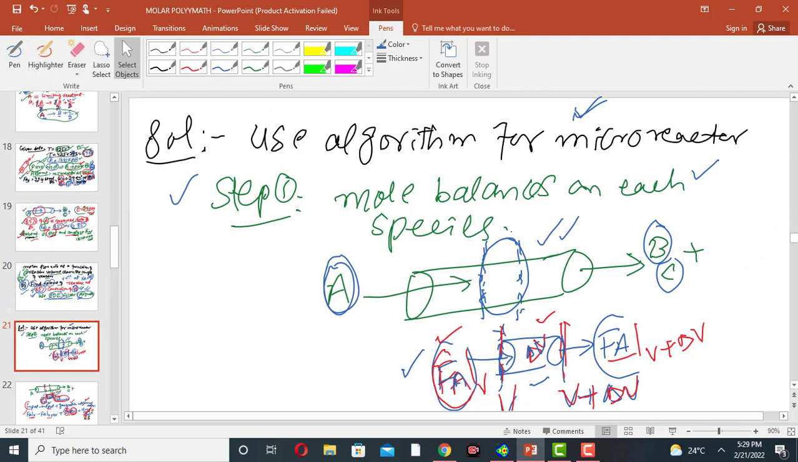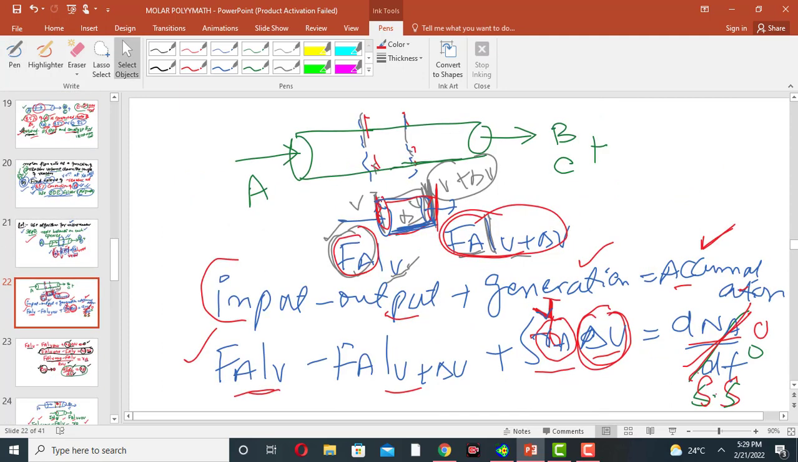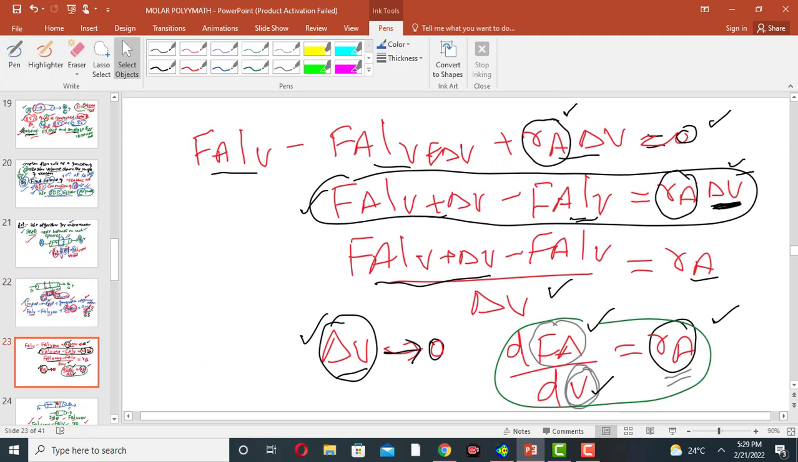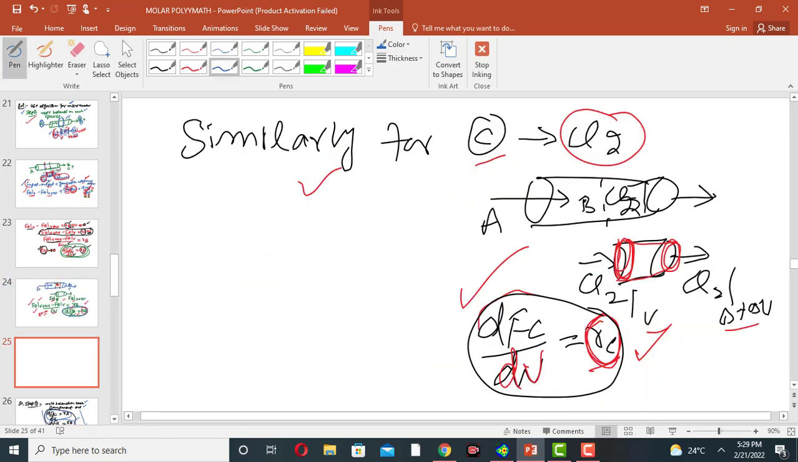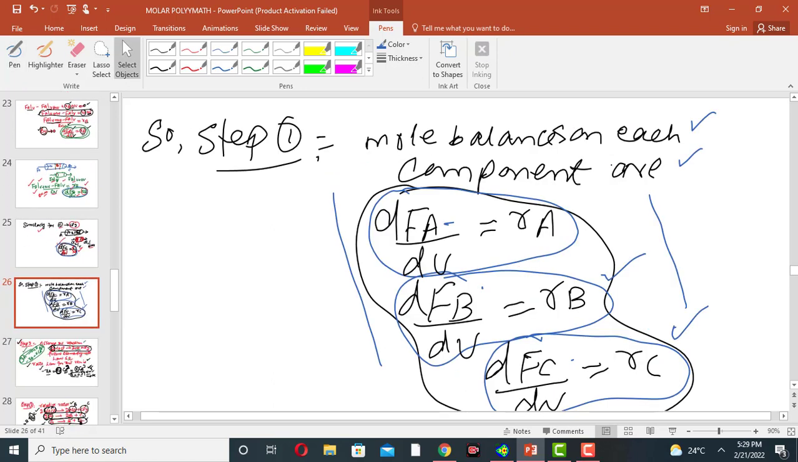So this was the mole balance. Step number 1, we use the mole balance on component A, and this was the final form of the mole balance. The mole balance on component B was this one, and for component C the mole balance was this one. So this was step number 1: mole balance on component A, on component B, and on component C.